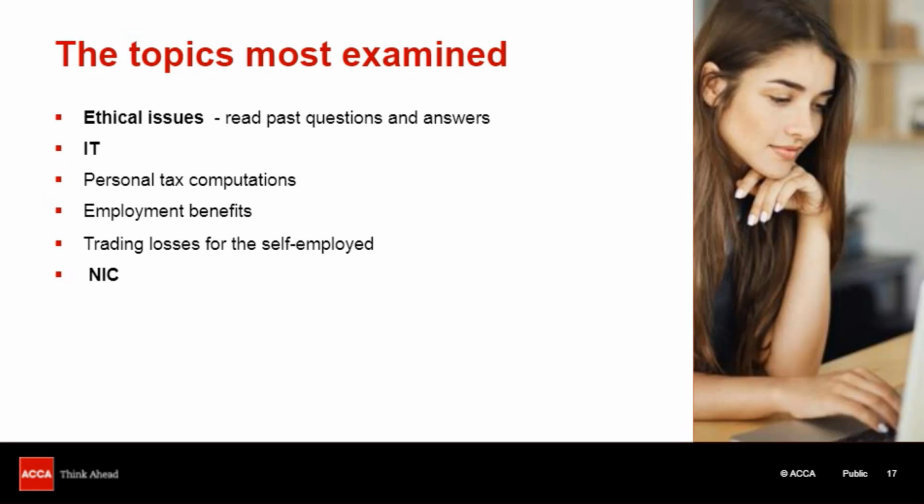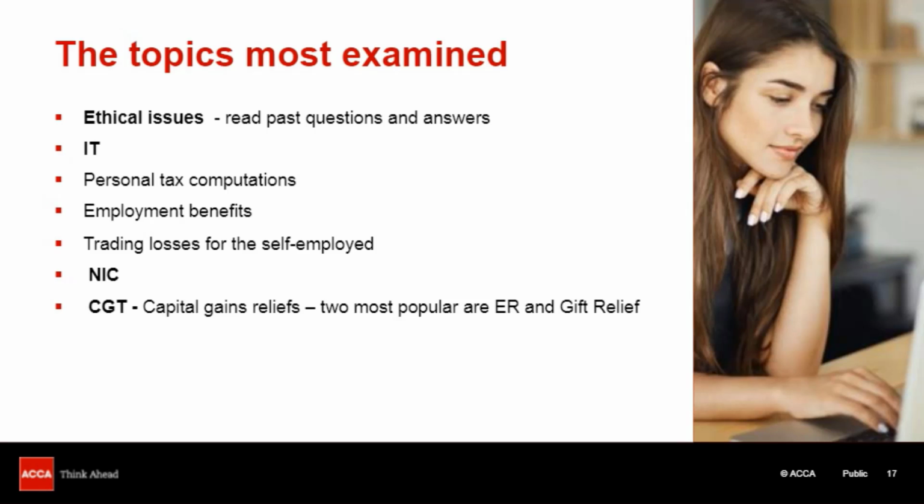On income tax, personal tax computations, employment benefits, and trading losses for the self-employed are very frequently examined areas. NIC, which a lot of students don't like, class 1, 2, and 4. CGT, the capital gains relief. Entrepreneurs relief, it's going to be changing its name, but entrepreneurs relief and gift relief are the two most important. So this is a list of things to focus on.